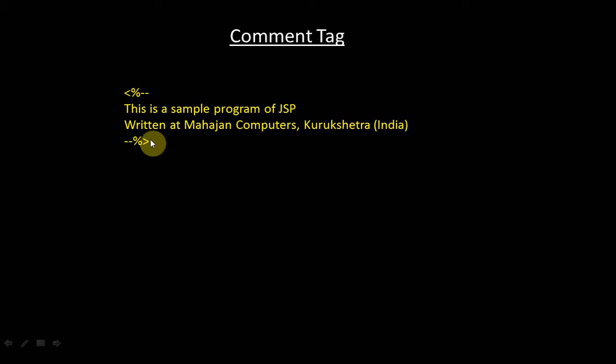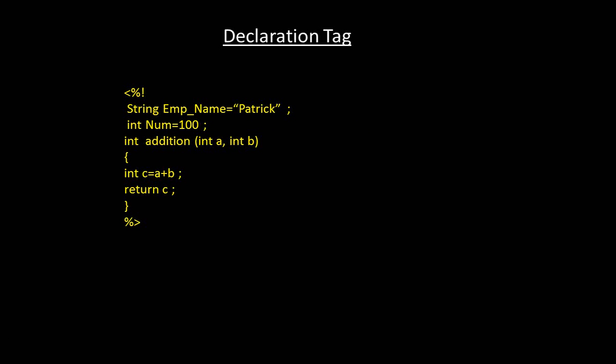So after you are finished with giving the comments, you are supposed to close it with hyphen, hyphen again, and then percentile, and closing angular brackets. Okay, so again you can see the syntax. The comments start with opening angular brackets, then percentile symbol, and then hyphen, hyphen, and after that hyphen, hyphen, percentage symbol again, and closing angular brackets. Okay, right. Next we come to declaration tag.